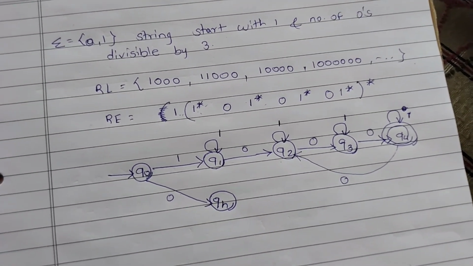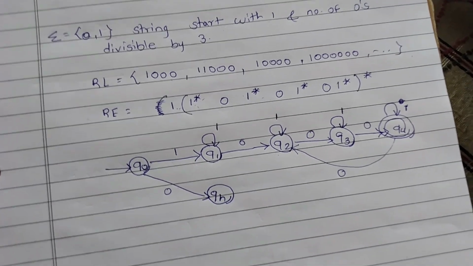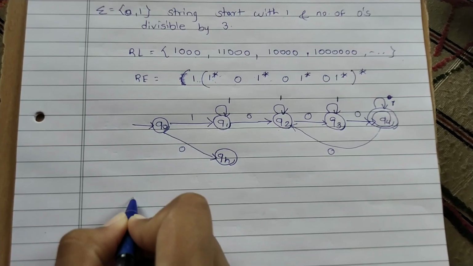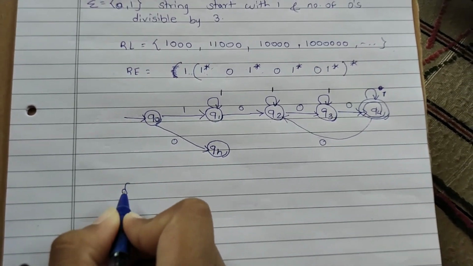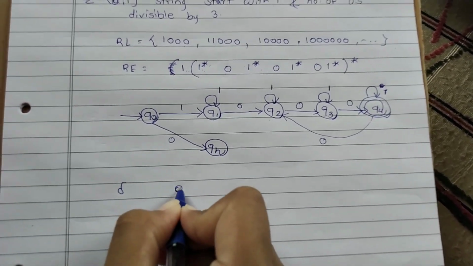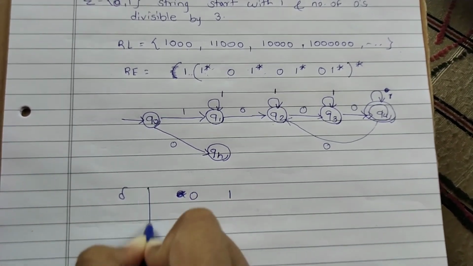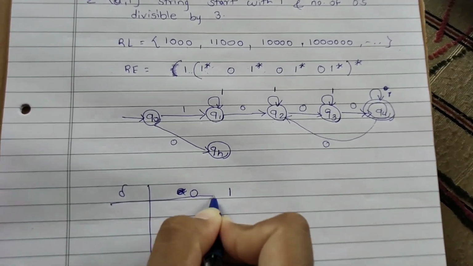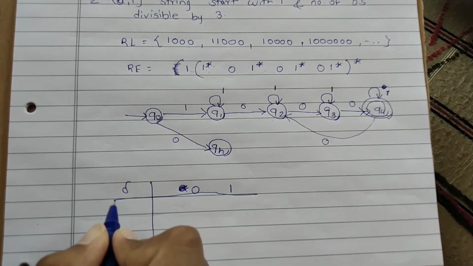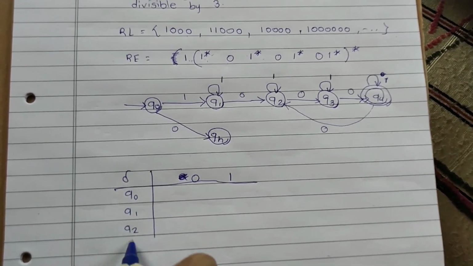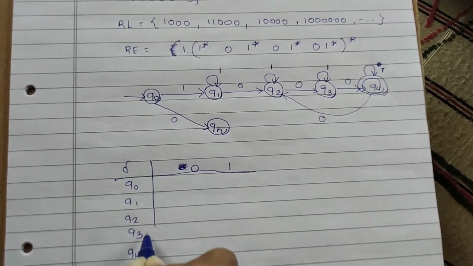I hope you all get an idea now how to draw a DFA. We draw the DFA table, then also we draw here. So this is the state and symbol. Here 0 and 1. Now 0 and 1 are the variables. So we draw the DFA table with Q0, Q1, Q2, Q3 and Q4.